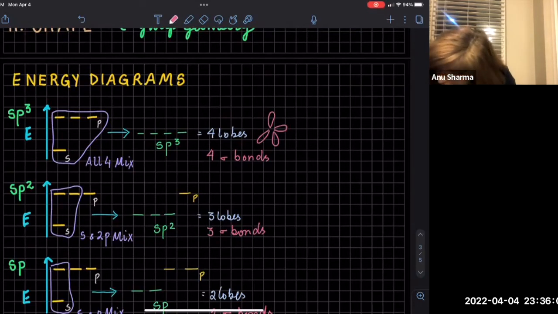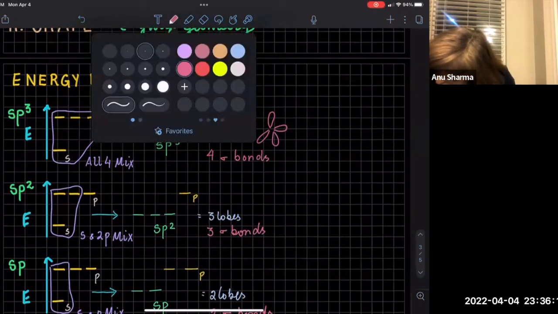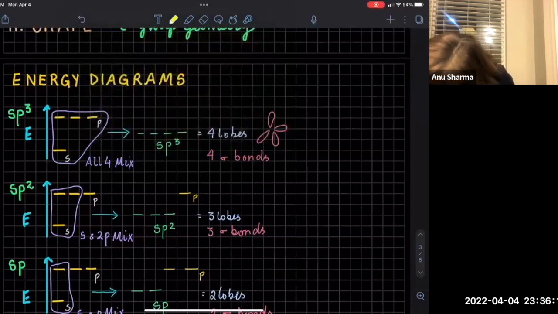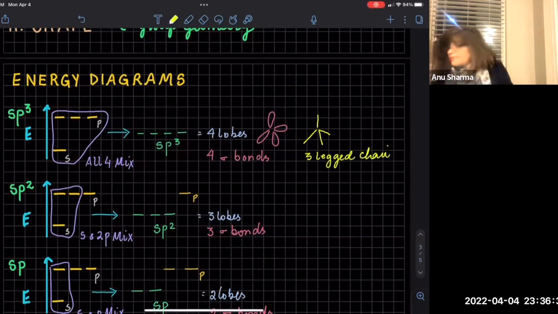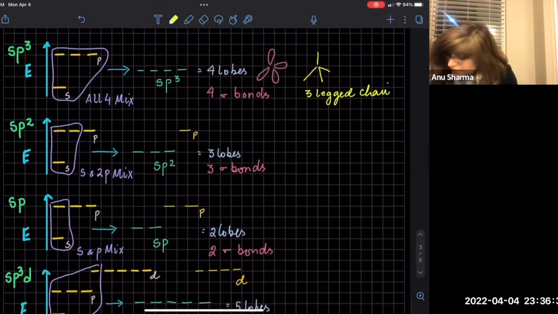Okay, now these lobes, so we have these lobes. This is like a chair. The shape of this is like a chair. So the chair is one leg forward, one leg backward, one leg on the side, like a 3-legged chair, like that. Let me write down 3-legged chair. So this would be the scenario where the hybridized orbitals look like that.